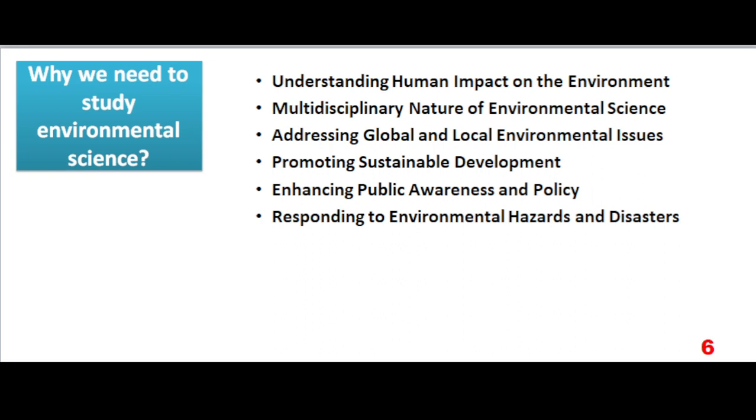Multidisciplinary nature of environmental science. Environmental science is inherently multidisciplinary, integrating knowledge from biology, chemistry, physics, geography, economics, sociology, and law. This comprehensive approach is necessary to address the complex and interconnected nature of environmental problems. For instance, understanding the biotic and abiotic components of ecosystems requires insights from life sciences and physical sciences, while effective environmental management necessitates knowledge of economics and sociology.